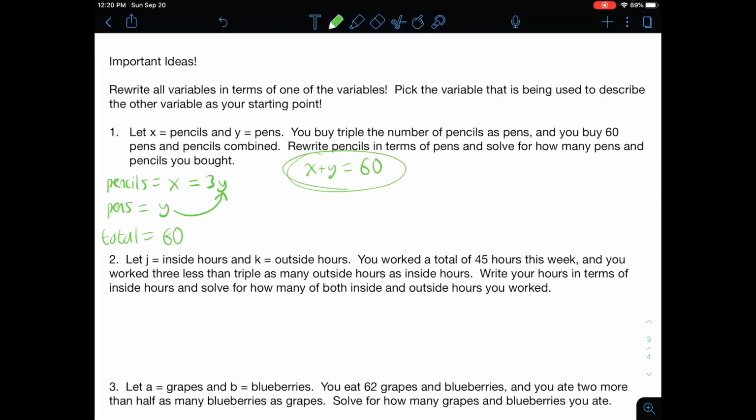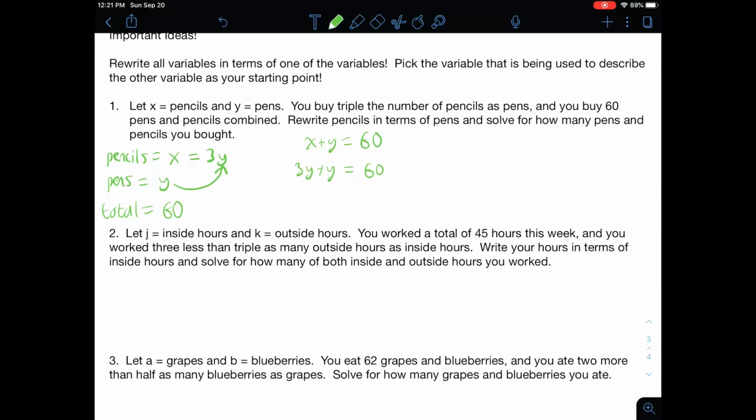We can't solve this. Okay? Why can't we solve this? Because we have two variables, right? Even if we solve for x, we get x equals 60 minus y. Well, what number is 60 minus y? We don't know, right? That's why we need to get it in terms of the other variable. Now we can replace x with 3y, so 3y plus y equals 60.